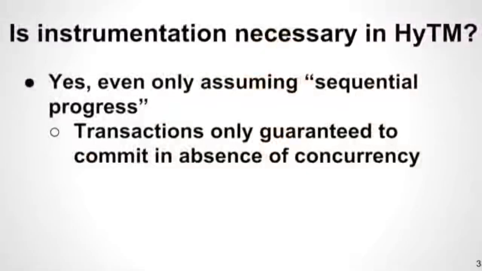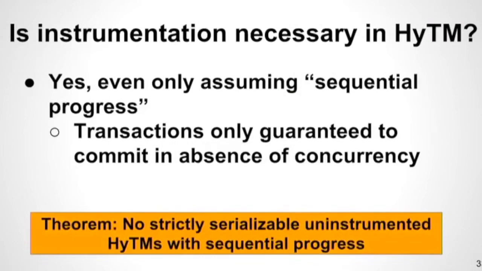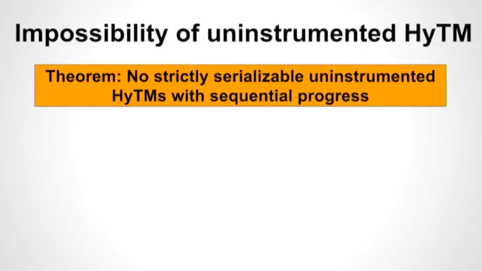And in fact, what you can show is that even if you need some very basic progress, right, you commit only if there is no concurrency, even if you want some property like this, you need instrumentation. And I'll quickly go through this example. In fact, what it says is that you need some amount of instrumentation in your hardware transactions.